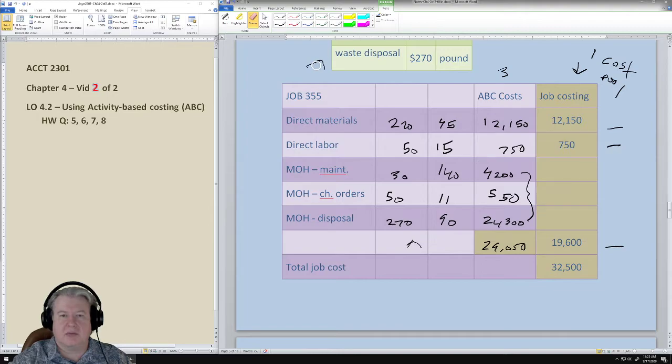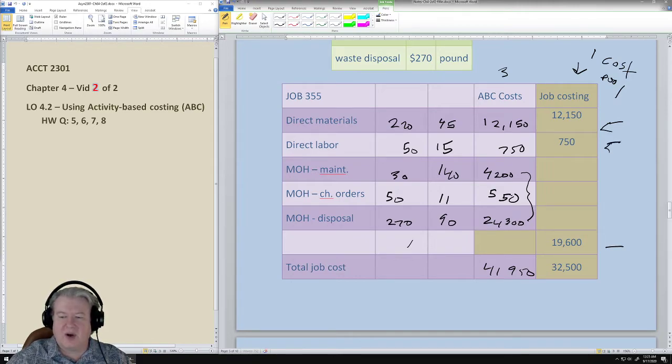So here, let me go ahead and erase that. I just wanted to show you what the difference in the costs were. But when we add it up, we get $41,950. And once again, you can see, because these two were the same.